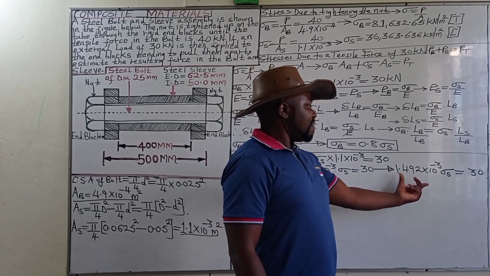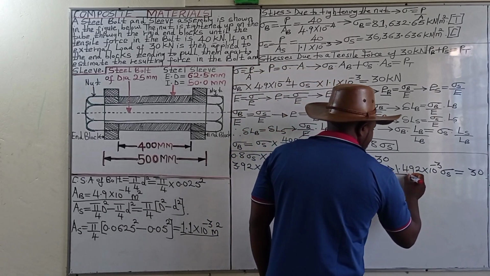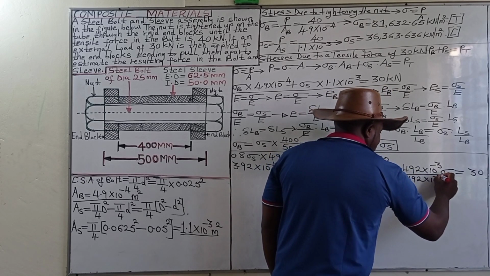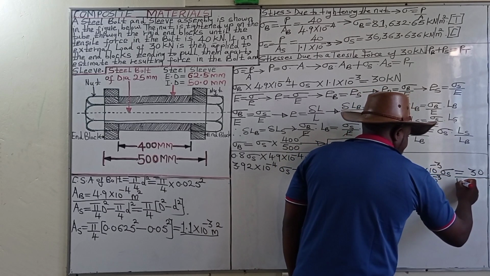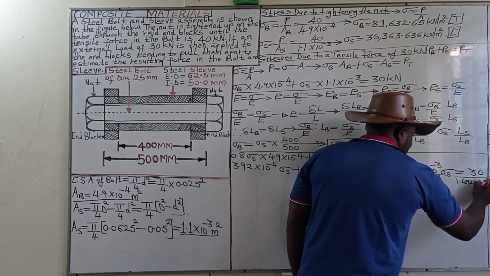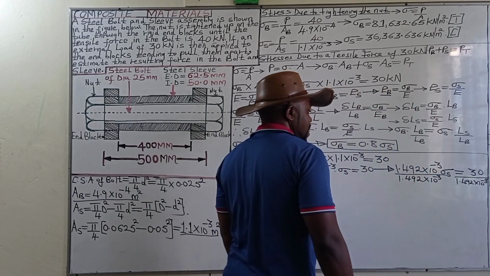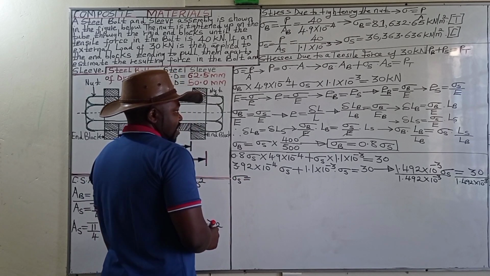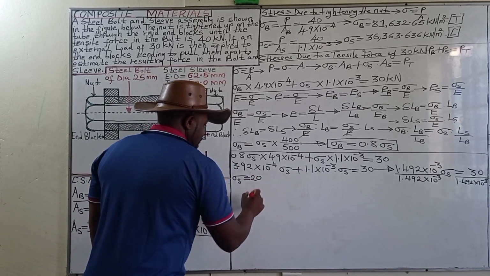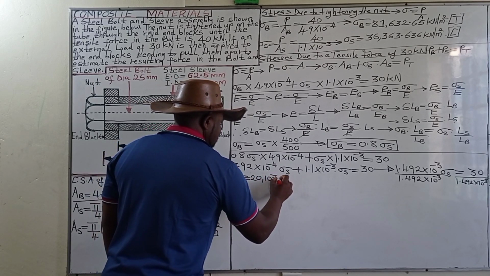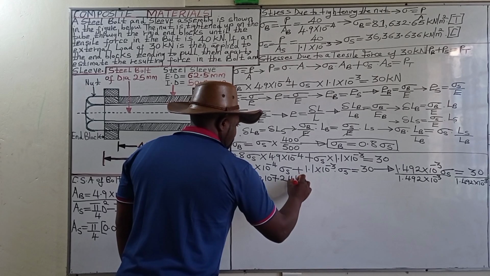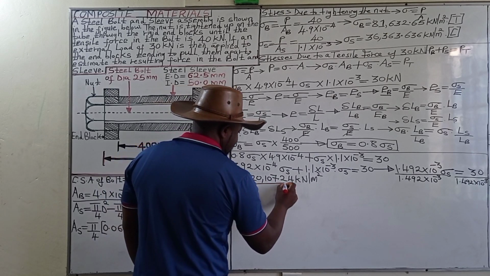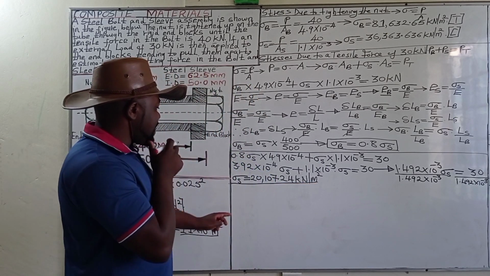Then from there, we are going to divide both sides by 1.492 times 10 raised to the power of -3. And that is going to give us a stress in steel of 20,107.24 kilonewtons per square meter. So that is the stress that will be developed in steel.